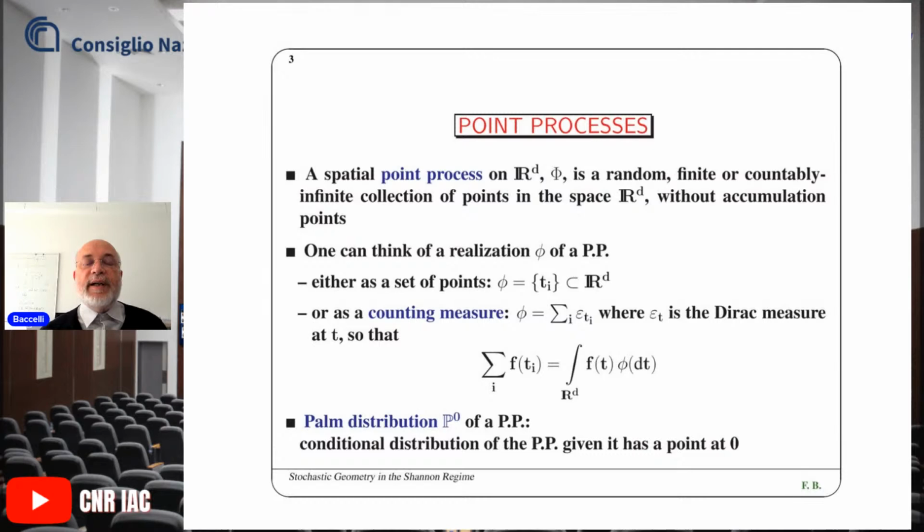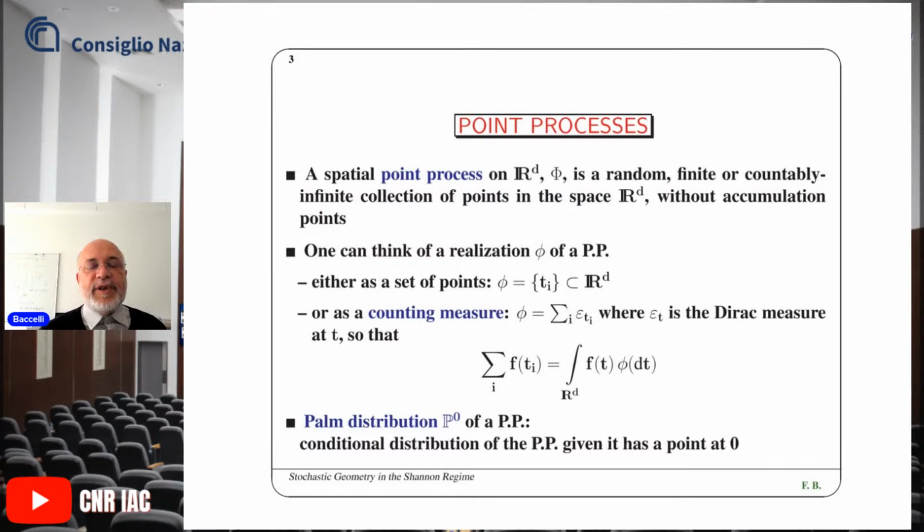A point process on the Euclidean space of dimension D is a random, finite or countably infinite collection of points in R^D without accumulations. You can see that as a cloud of points, or the better representation is as a random measure which gives an integer value to every Borel set. And you have a representation of this measure acting on a function f as either the integral of the function against the measure or the sum of the function at the points of the measure.